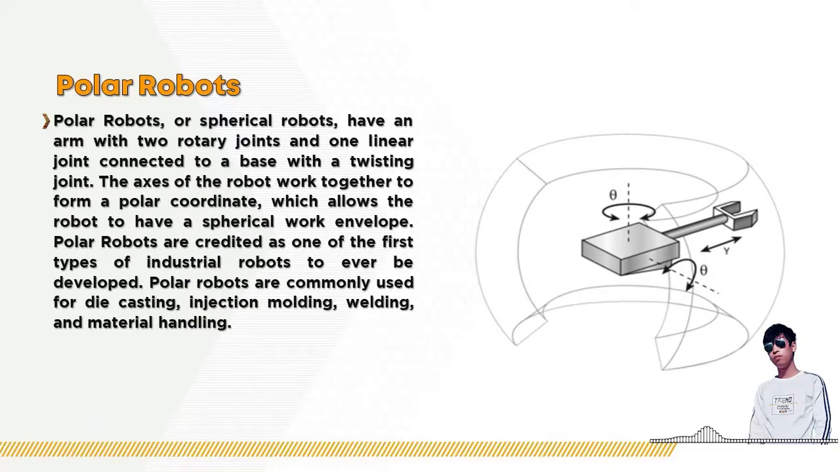Next is the polar robots. Polar robots or spherical robots have an arm with two rotary joints and one linear joint connected to a base with a twisting joint. The axes of the robot work together to form a polar coordinate which allows the robot to have a spherical work envelope. Polar robots are credited as one of the first types of industrial robots to ever be developed. Polar robots are commonly used for die casting, injection molding, welding, and material handling.